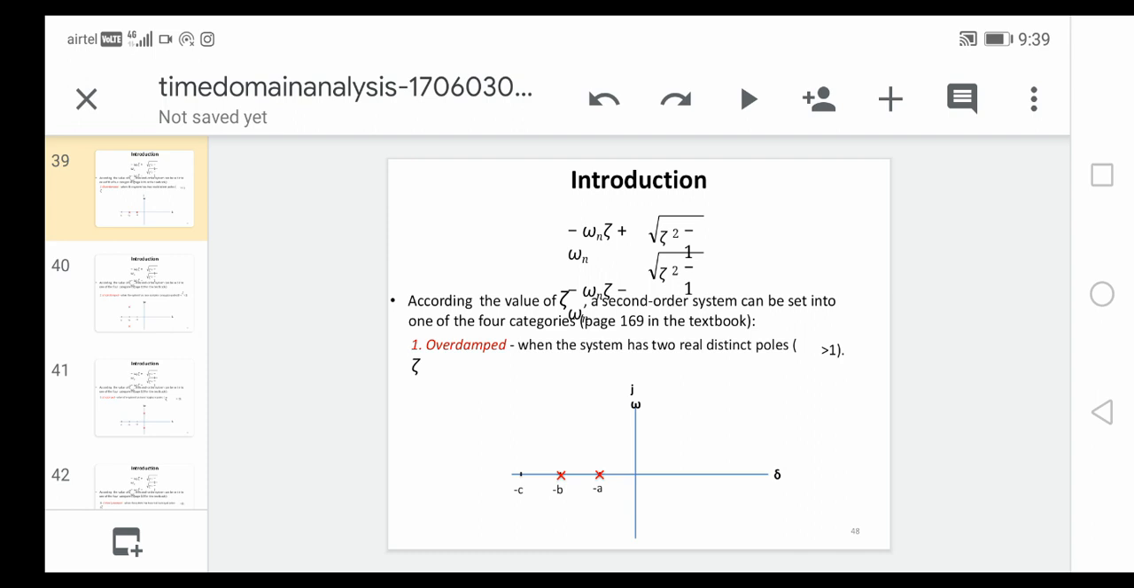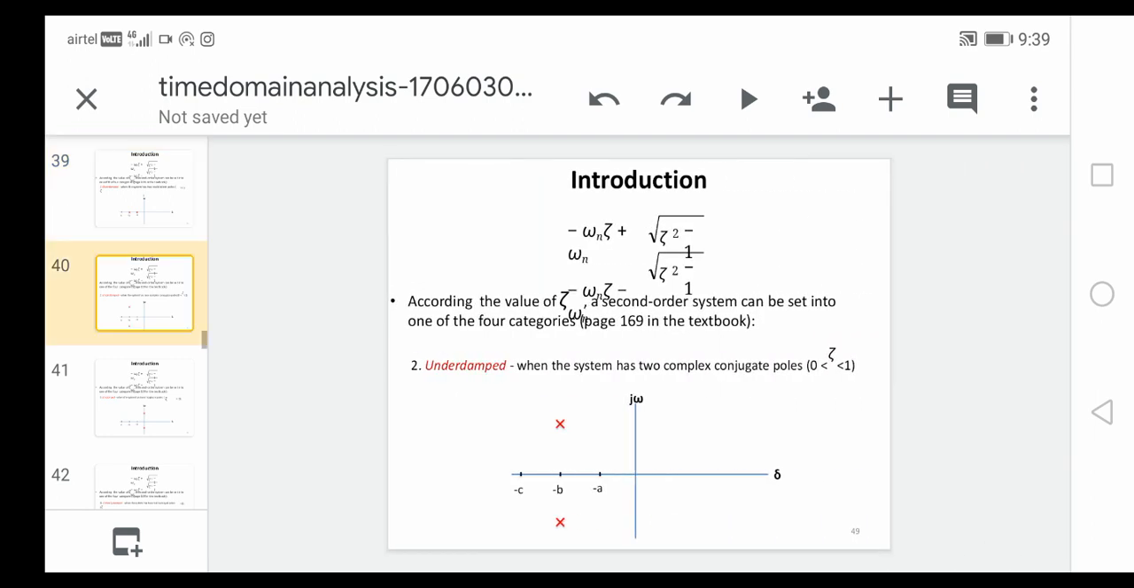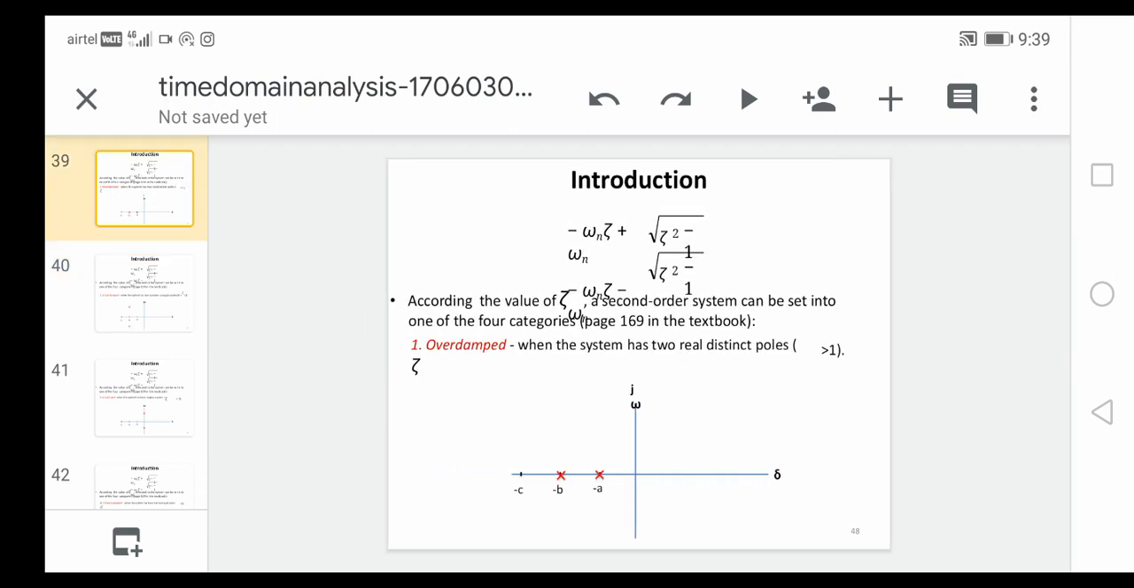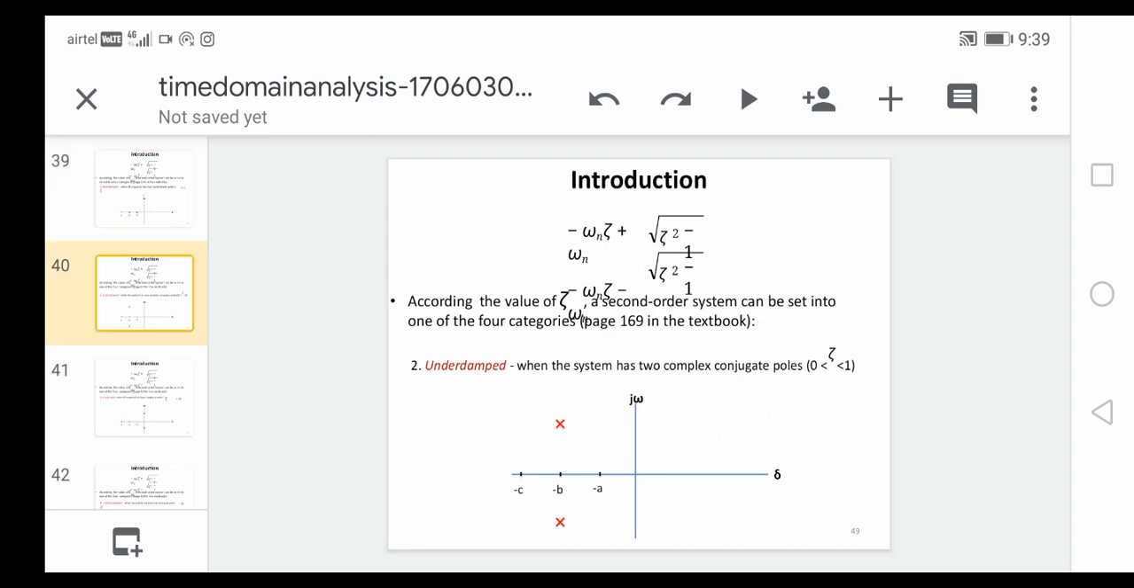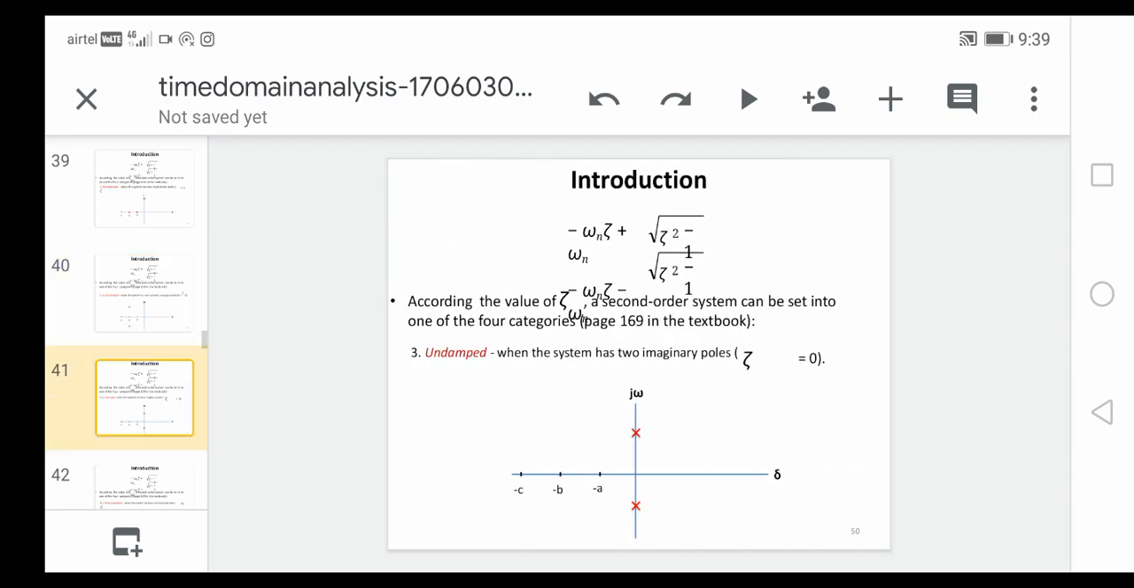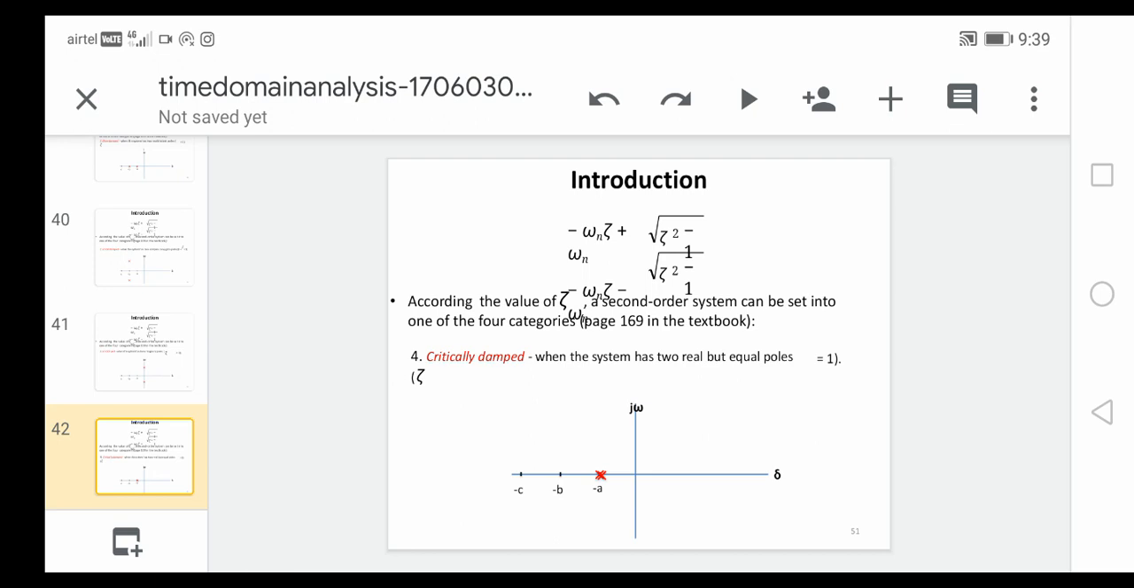In the first case, I am considering an overdamped system. An overdamped system is when zeta is greater than 1. When zeta is greater than 1, then the roots will be real and distinct values. When zeta is between 0 and 1, we call it an underdamped system. An undamped system is when zeta equal to 0, then the roots will lie on the imaginary axis. When zeta equal to 1, both the roots are the same and real also.